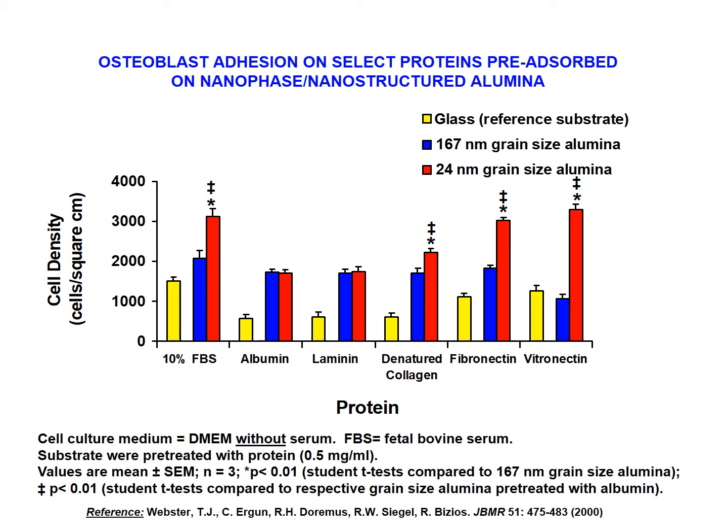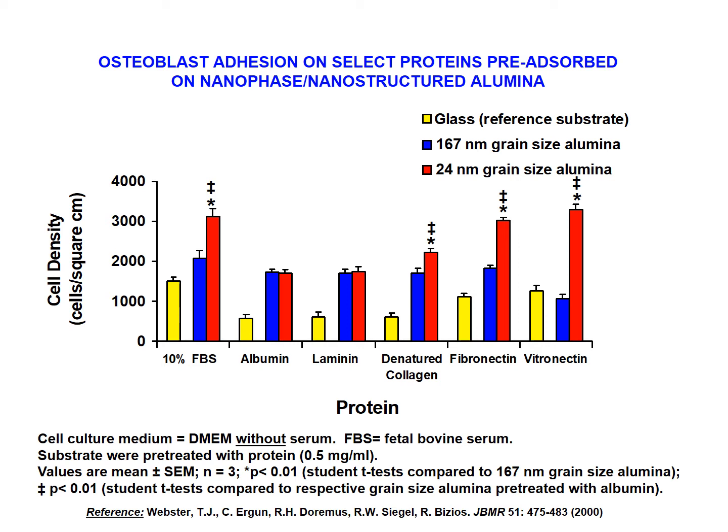Similarly, when laminin was the protein pre-adsorbed, we noticed no difference between adhesion on the nanostructure and the conventional ceramics. Laminin is a protein present in the vascular tissue and therefore important in the adhesive interaction of endothelial cells, but not of osteoblasts. The results which were obtained when osteoblasts adhere on substrates on which we had pre-adsorbed either collagen or fibronectin or vitronectin were totally different.